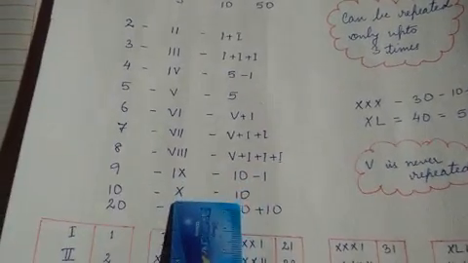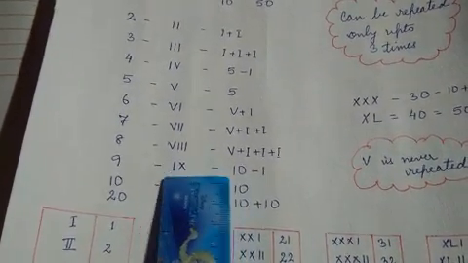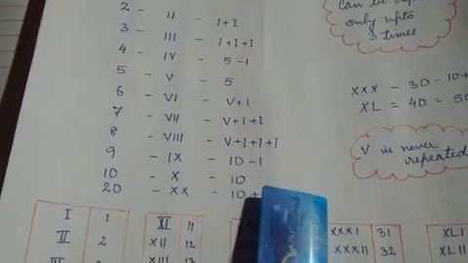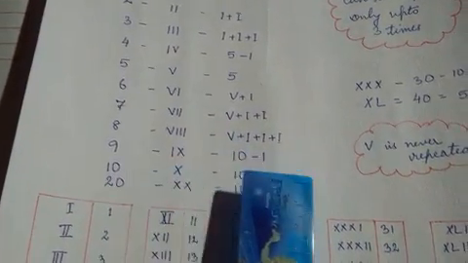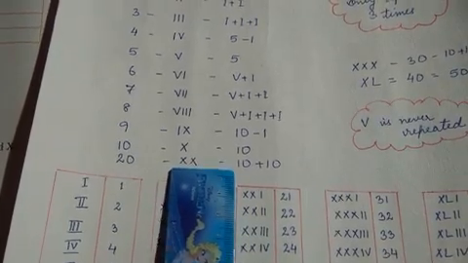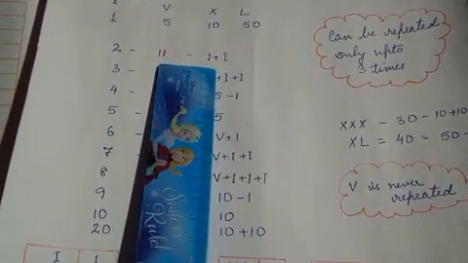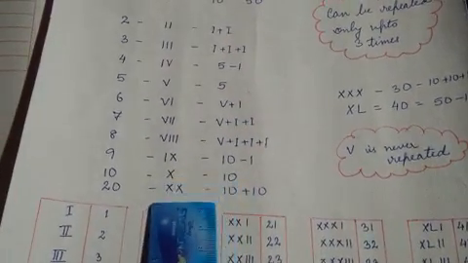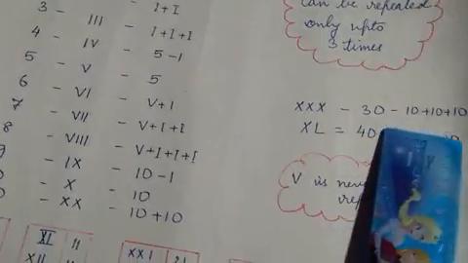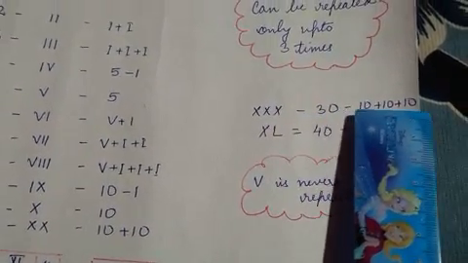You know that X means 10. Before that, if you put one sign, that becomes minus, and after it, if you put a sign, it will be added. So 10 minus 1, that is 9. Now for 20 we write X 2 times, the same way as we followed for 2, so this becomes 10 plus 10. For 30, X we are writing 3 times, 1, 2, 3. That is 10 plus 10 plus 10, that is 30.